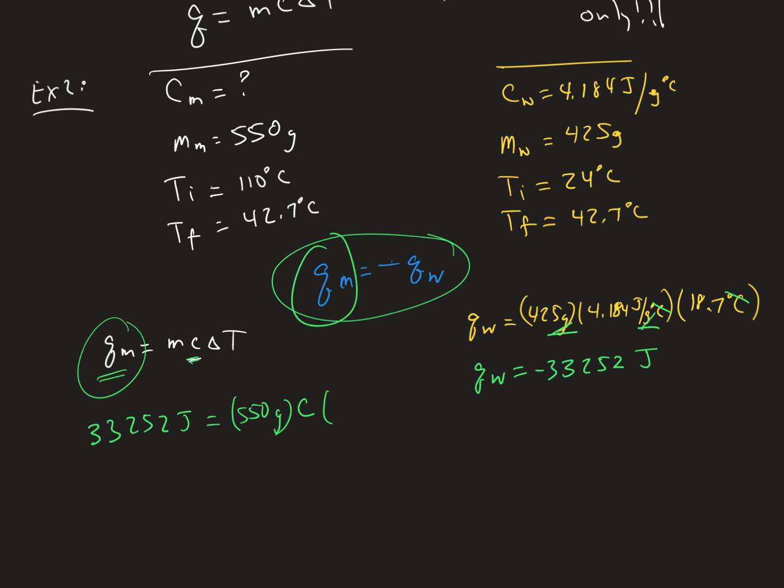Times the change in temperature, which is 42.7 degrees Celsius minus 110. What's that? Negative 68 degrees Celsius. Does anybody see a problem? We're going to have a negative answer for our specific heat capacity. Now, why is that?